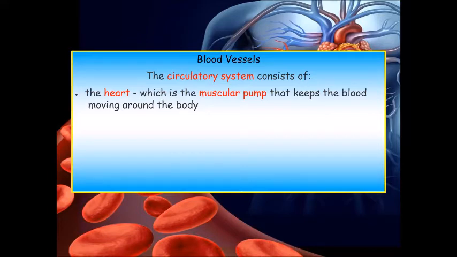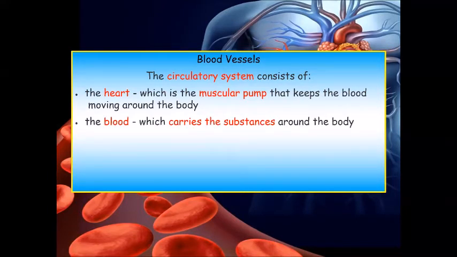The mitochondria, of course, release energy in the form of ATP, but they can't do that without the heart pumping blood and delivering oxygen to the respiring tissue. So it's the transport mechanism that allows substances to be carried around the body.